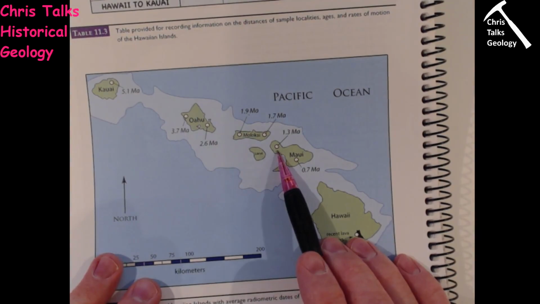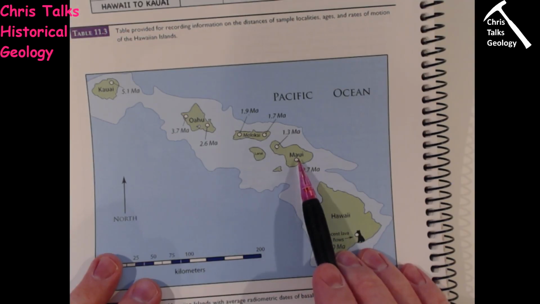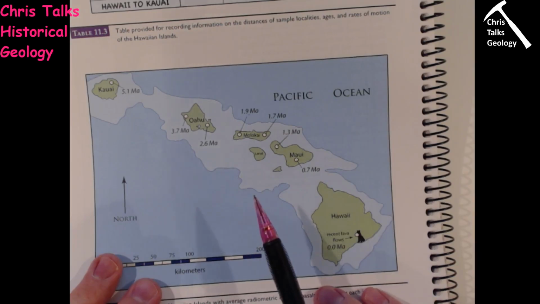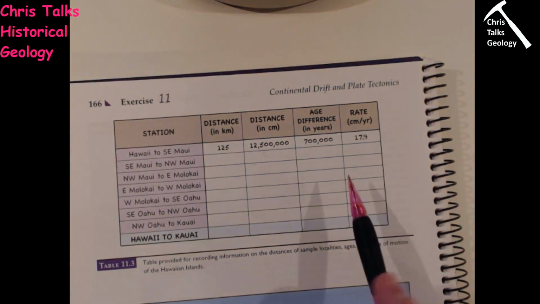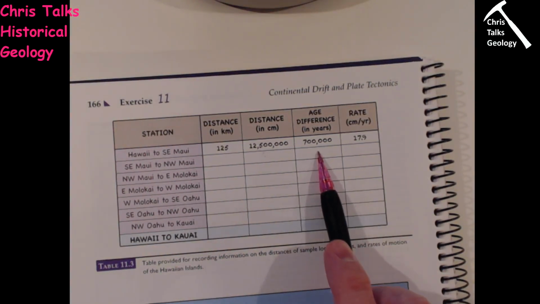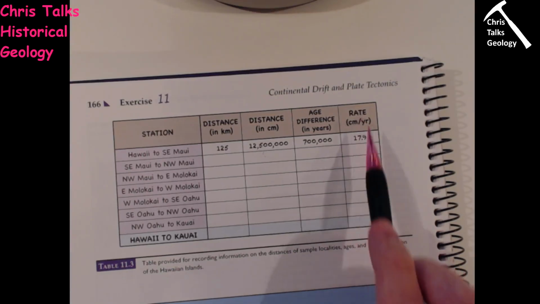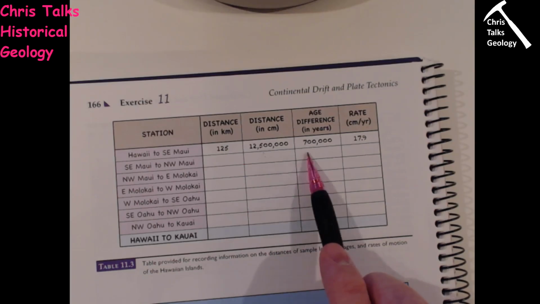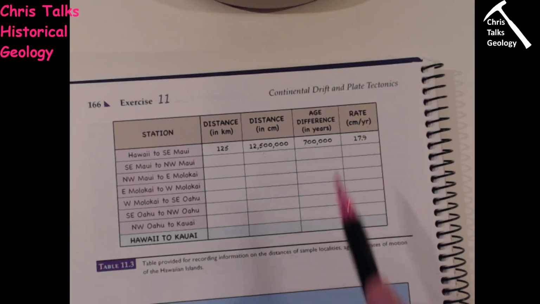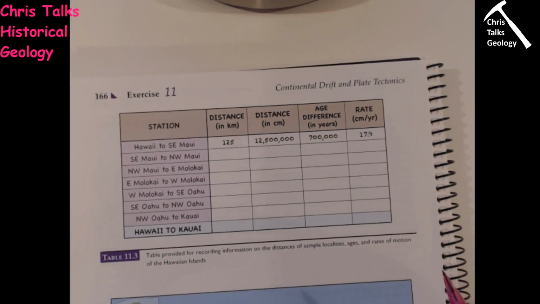The northwest location is 1.3 million years old. The southeast location is 0.7 million years old. So I'm sure you can work out relatively quickly that the difference is 0.6 million years, or 600,000 years. So obviously you would be writing 600,000 years in here. And then the next thing you're going to do is calculate your rate, which is centimeters divided by years. So there's your number in centimeters, there's your number in years, and from that you can calculate your rate. Not difficult at all.